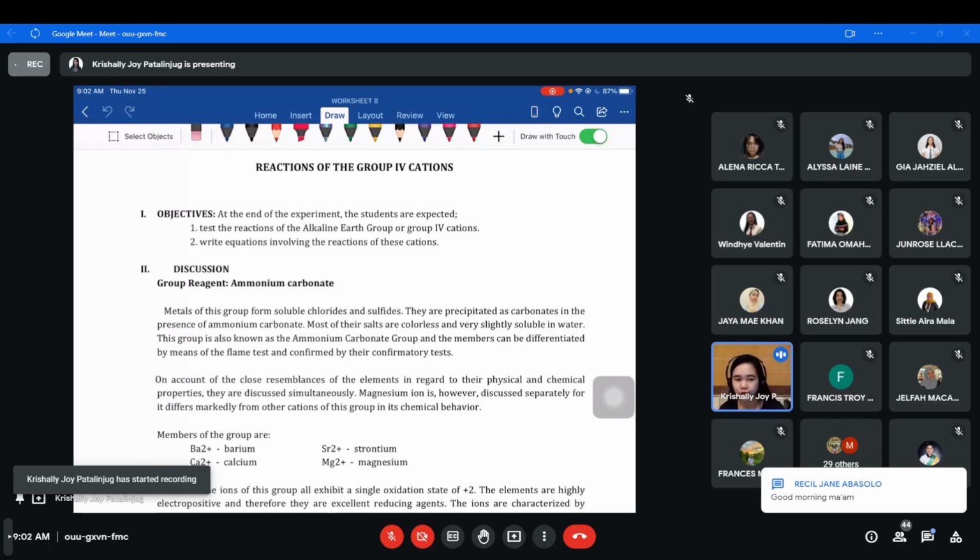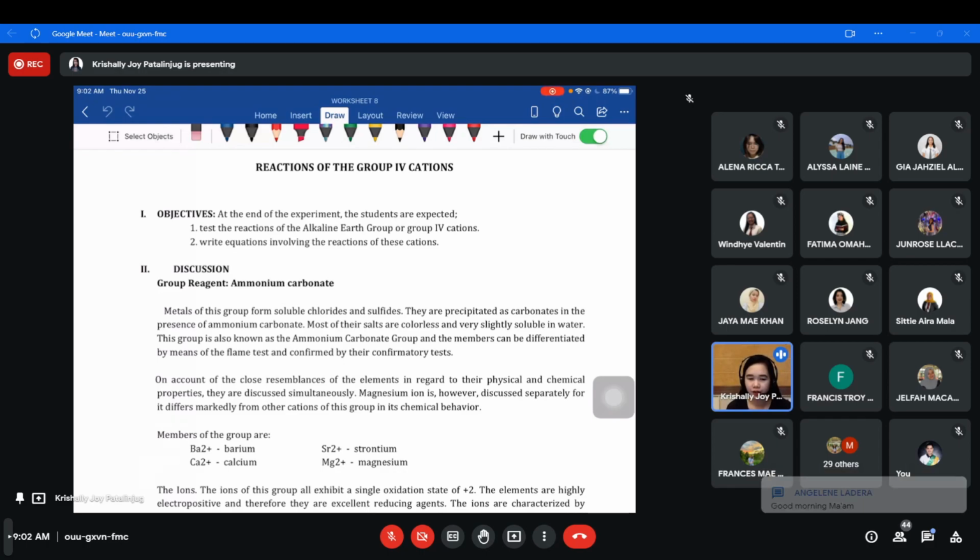This is just a very short pre-lab discussion and a short activity as well, kasi you have been exposed already to qualitative analysis sa first three groups of cations. Tapos na tayo sa group 1, 2, and 3 cations. So now, you will be exposed naman to the confirmatory tests, the tests of reactions ng mga group 4 cations. So, as the title stated, it's all about the reactions ng group 4 cations. So you'll expect na more on qualitative analysis of group 4 cations.